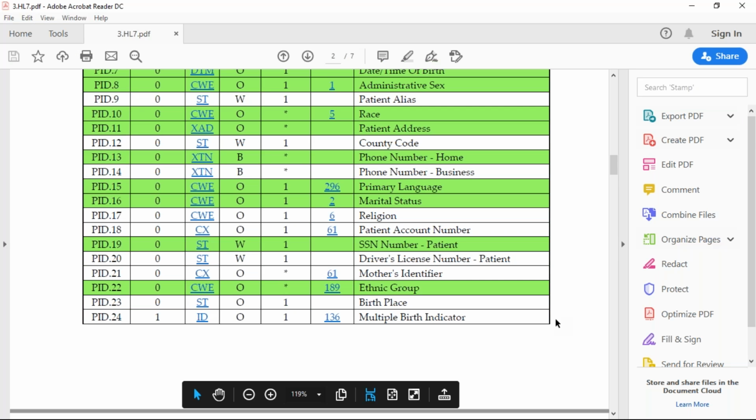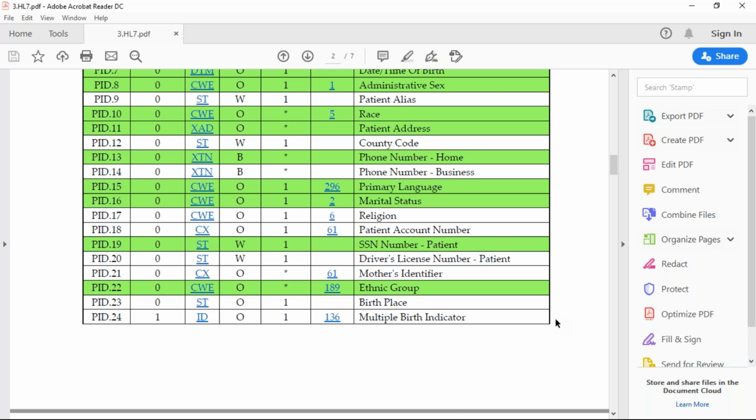Next, we have PID 15, which is to send over the patient's primary language. Then we have PID 16, which is to communicate the marital status of the patient. And then we have PID 19, which is to send the SSN number. So these are pretty straightforward. PID 22 is the ethnic group. They do send the ethnic group in PID 22.